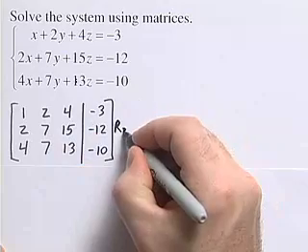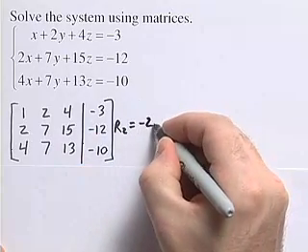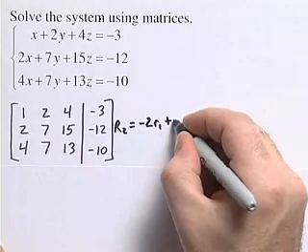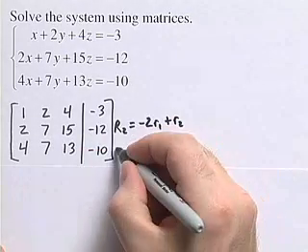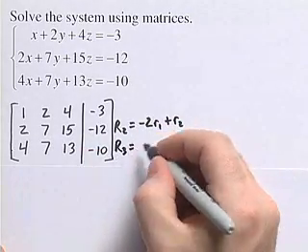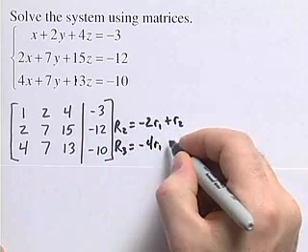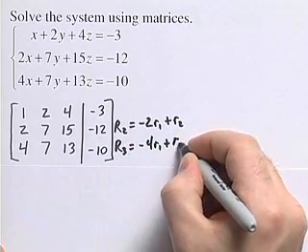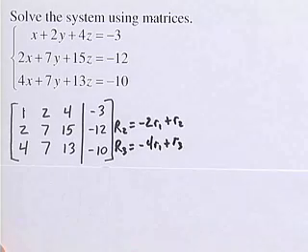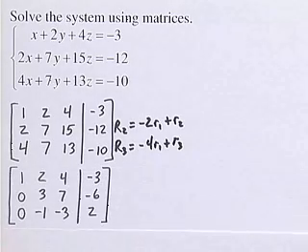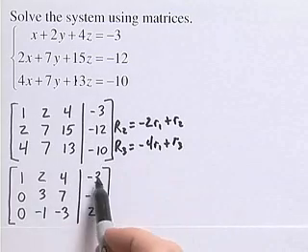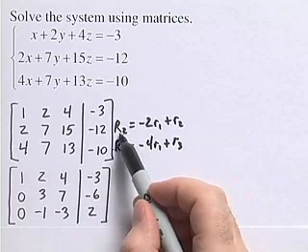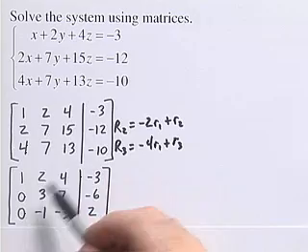Our new row 2 will equal negative 2 times row 1 plus row 2. And we can change row 3 at the same time. Our new row 3 will equal negative 4 times row 1 plus row 3. If we perform those operations, we'll get the following matrix. We haven't changed our first row, so we just rewrite that. And we need to perform this operation to change our second row.